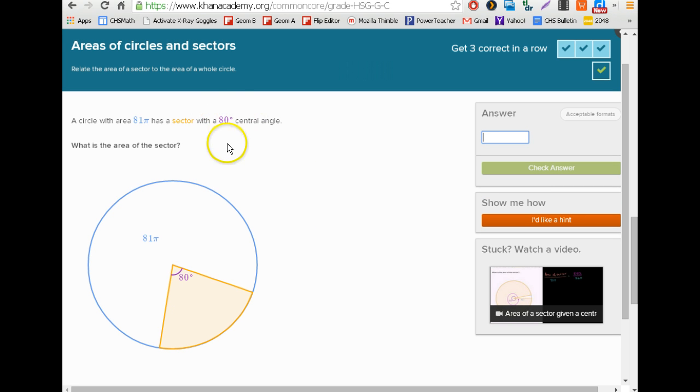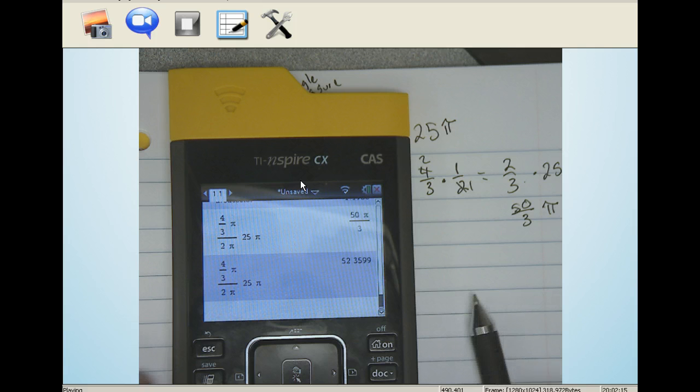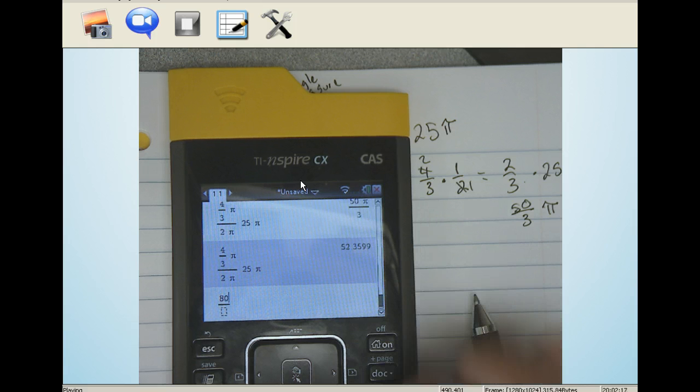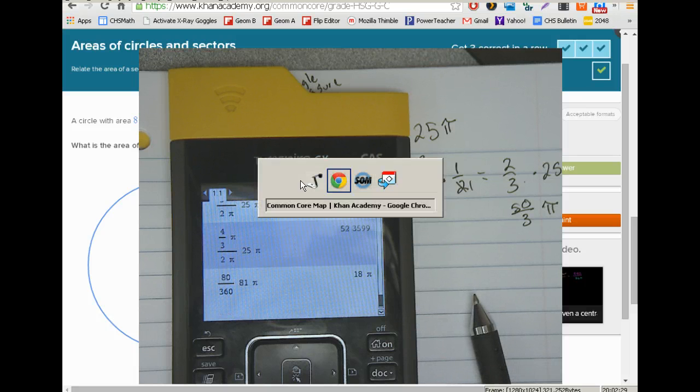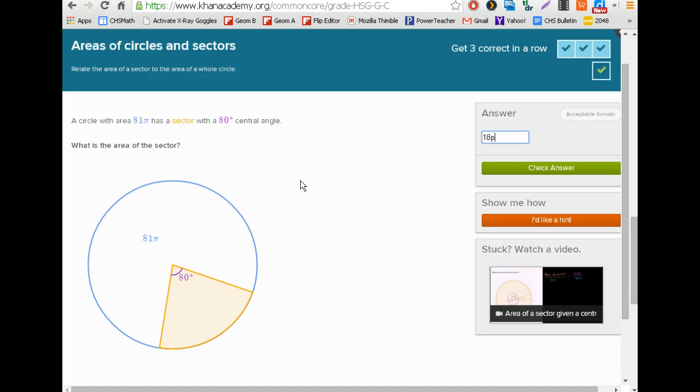Okay, here's the next one. Now we have 80 degrees. Well, how are we going to do that one? That one's pretty simple. It's 80 over 360 times the full area. So that one's actually really easy. We don't have to get into pi or radians or anything. We just go 80 over 360 times the area, which was given as 81 pi. Enter, and we get 18 pi as our answer.